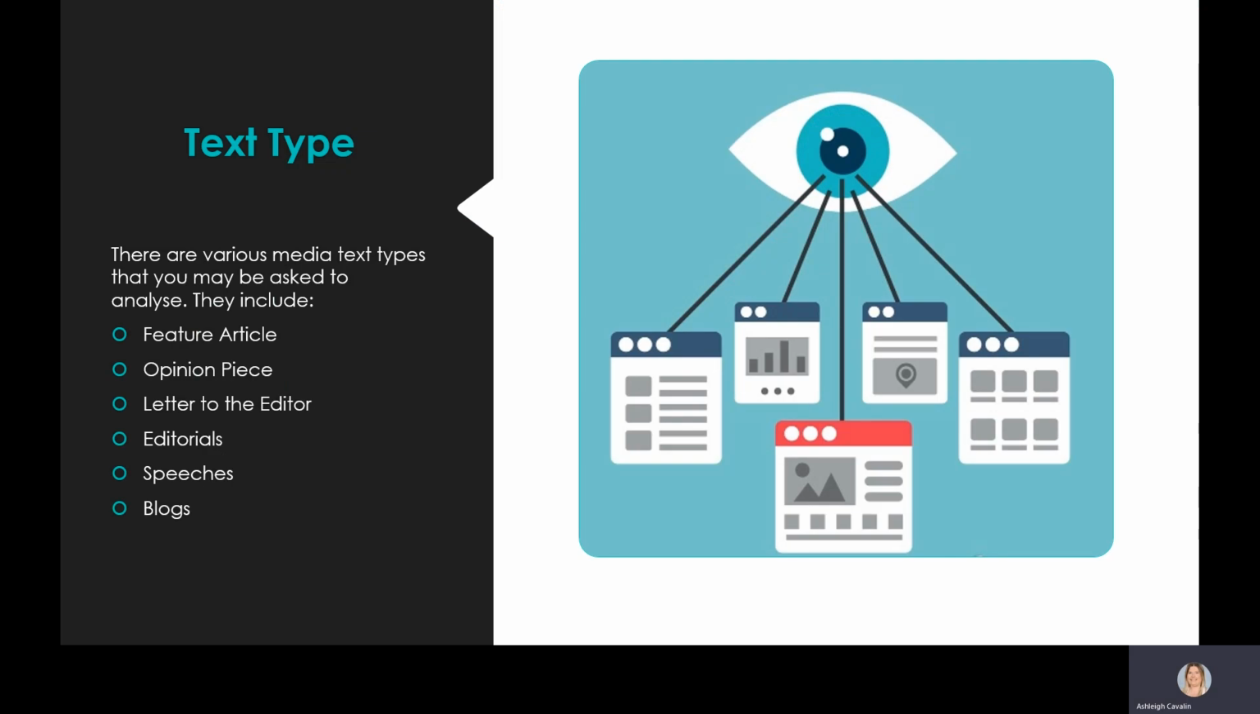Let's talk about text type. There are various media text types that you may be asked to analyse. These include a feature article, an opinion piece, a letter to the editor, an editorial, a speech or a blog, just to name a few. If you look at the background information provided, generally it may tell you what text type is being used. You should familiarise yourself with the features of these types of writings to make it easier for you to identify them.